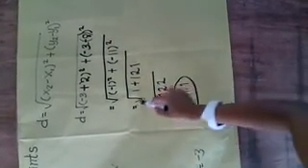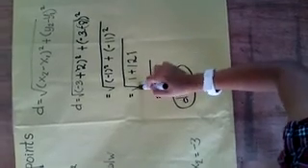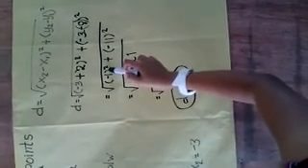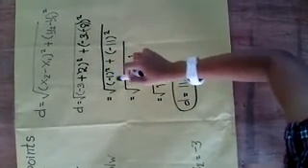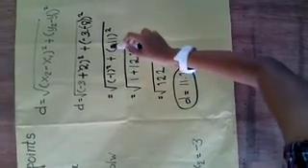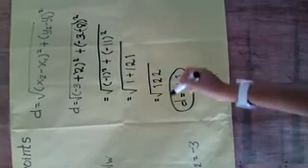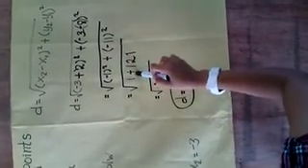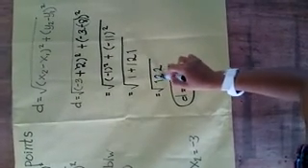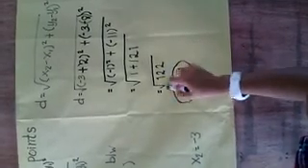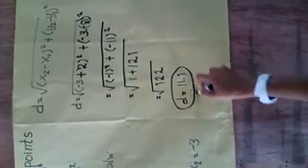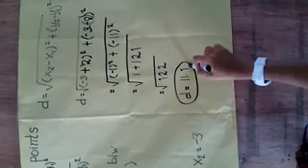squared. Then equals negative 1 squared equals 1. Then 11 squared equals 121. Then 1 plus 121 equals 122. Square root of 122 is 11.1.